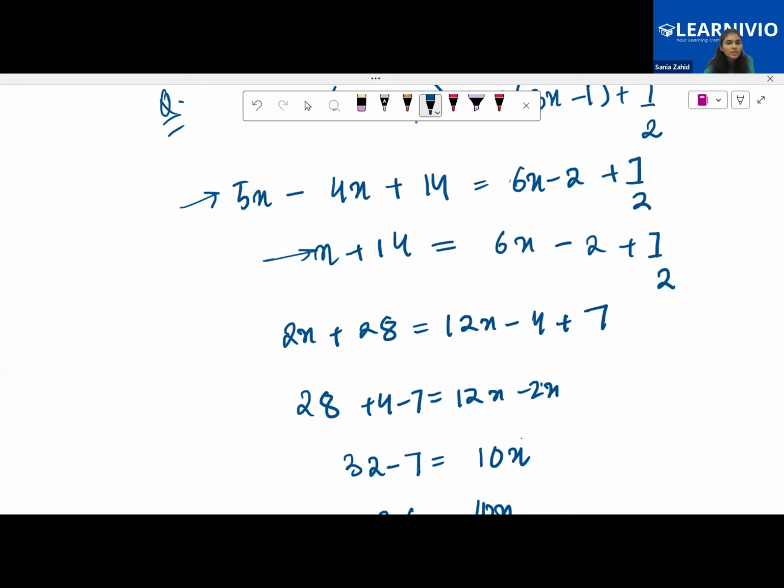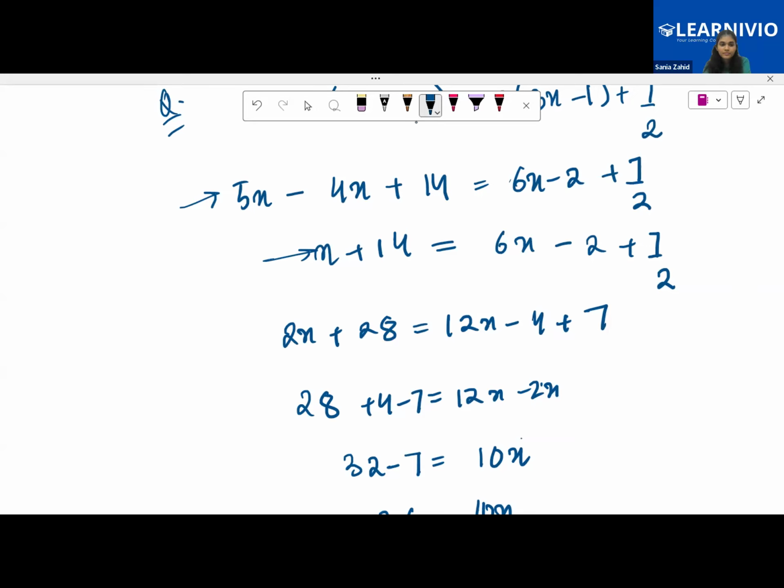You mean to say, can we multiply with 2 and not solve it directly? Instead of subtracting 5x minus 4x, just go on with it in the next step also. Yeah, we can. But you'll ultimately have to solve it. I have to get my answer, so just solve anything that you can solve in that step. Solve whatever you can see.